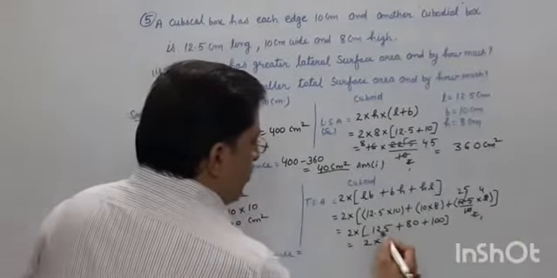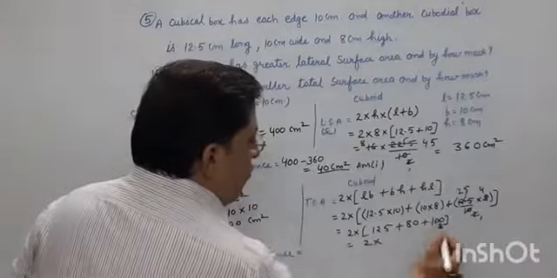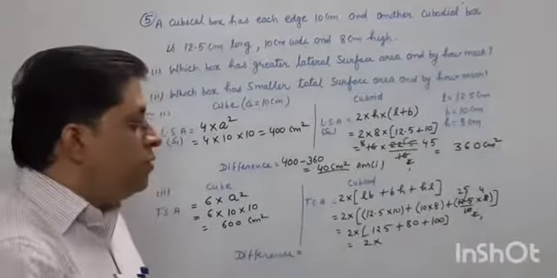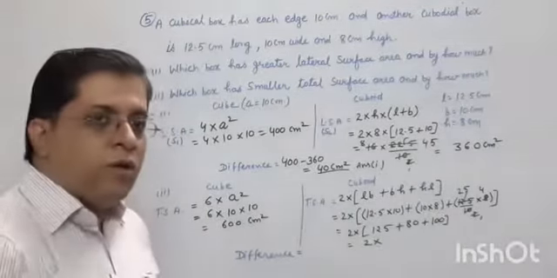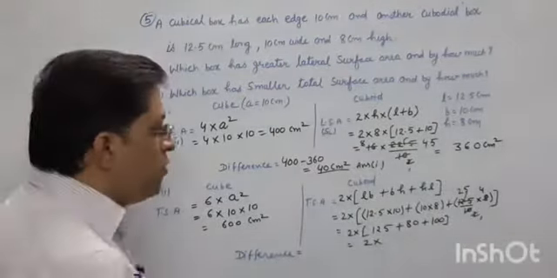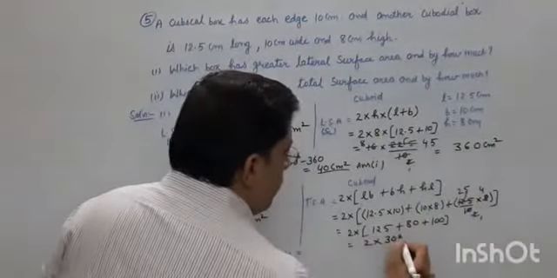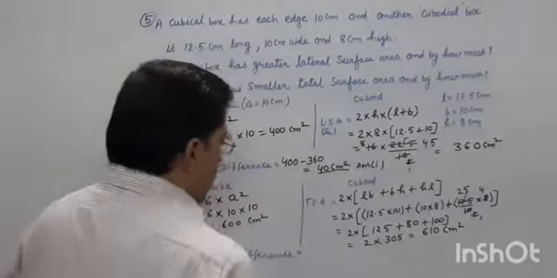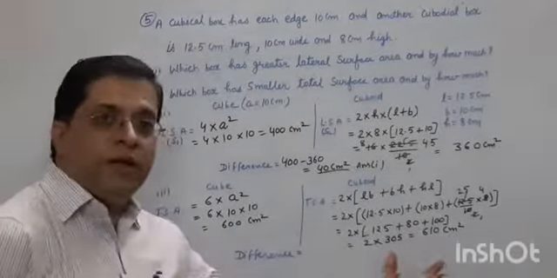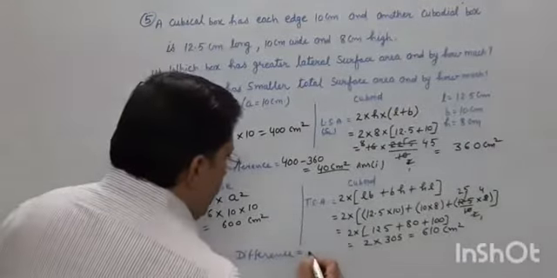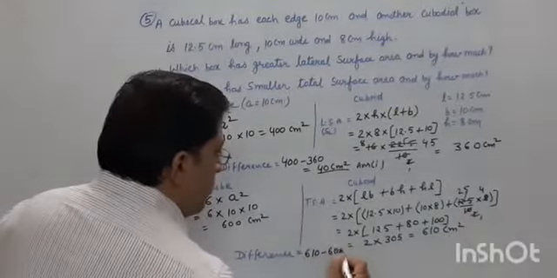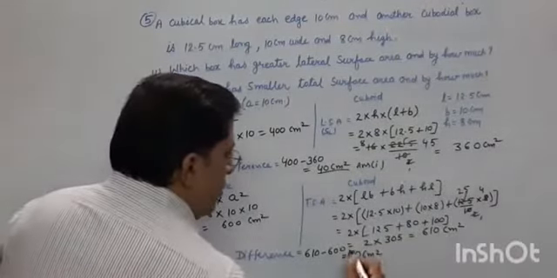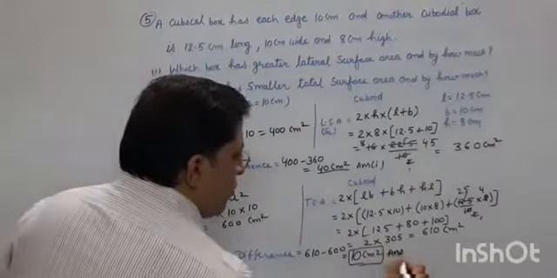2 into, this is 125 plus 100 is 225, and 225 plus 80 is 305. This is 610 centimeter square. Then what is the difference? This is greater, so difference will be 610 minus 600, that is 10 centimeter square. This is your answer.